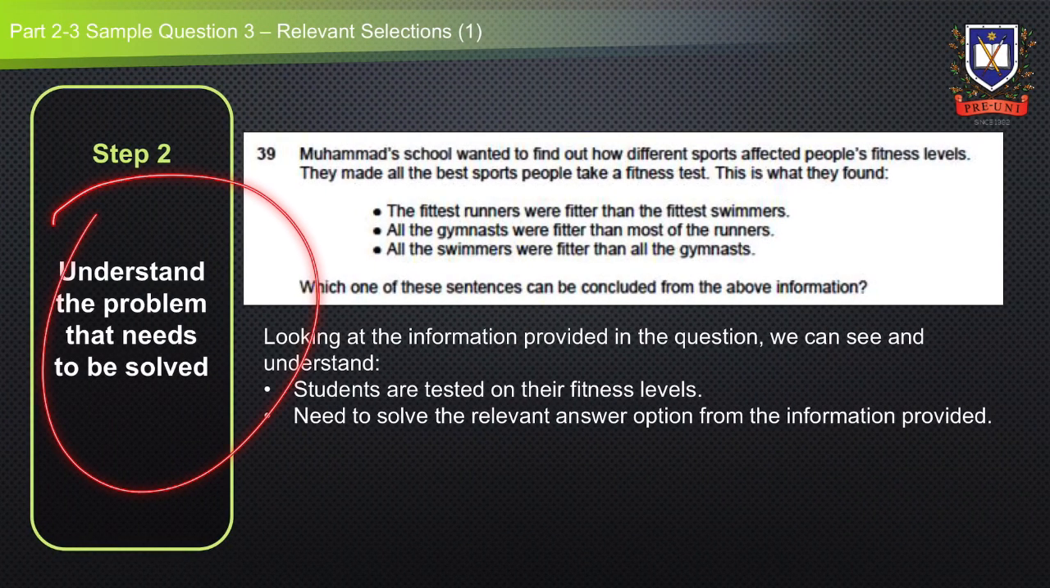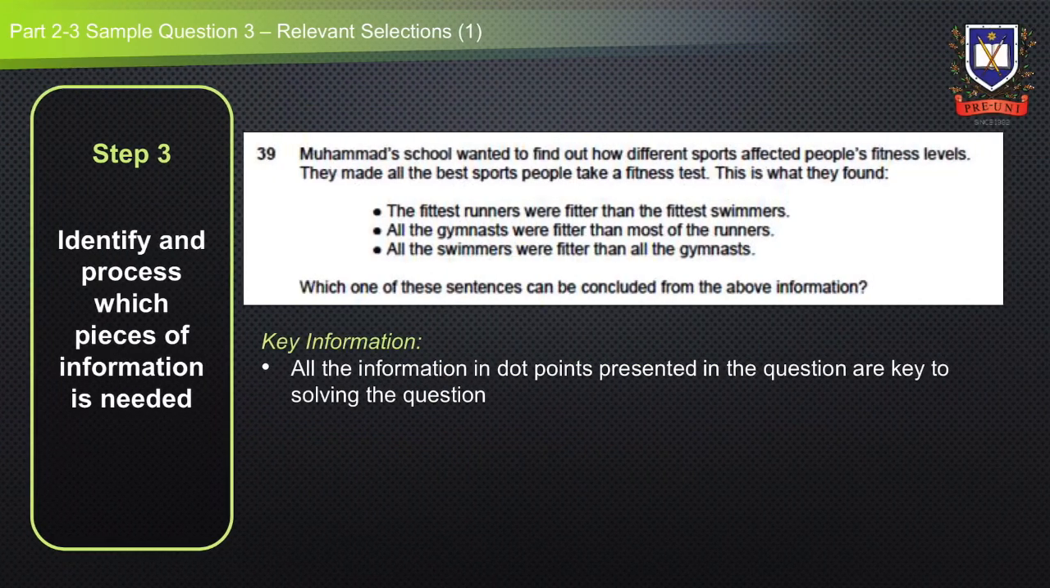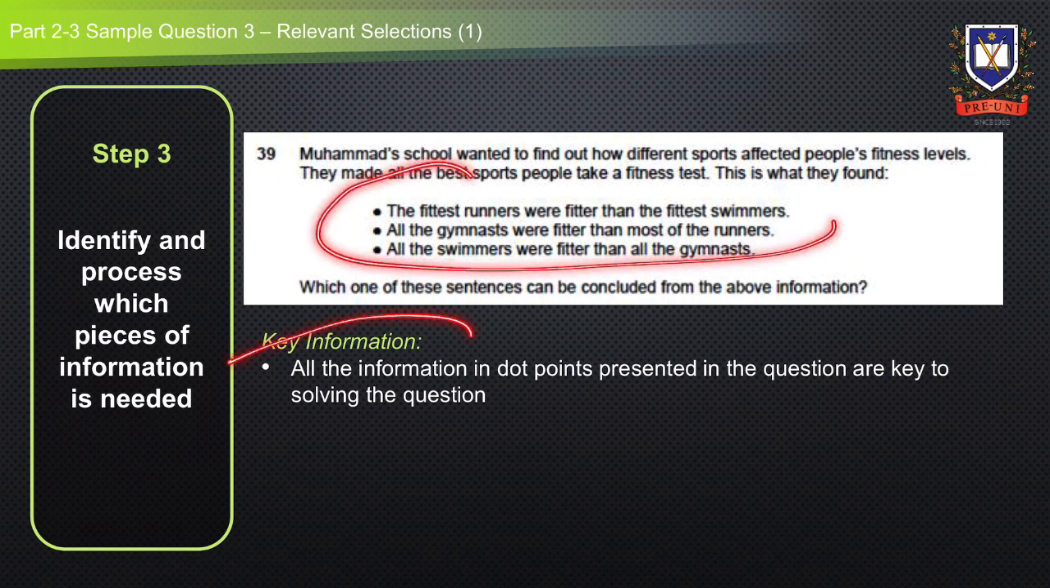Step 2 is to understand the problem that needs to be solved. Looking at the information provided in the question, we can see and understand that students are tested on their fitness levels and that we need to solve the relevant answer option from the information provided. Next is to identify and process which pieces of information are needed. From this question, the key pieces of information are all the dot-pointed lines.